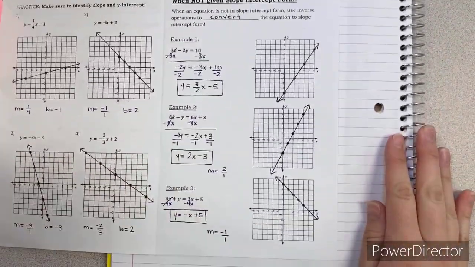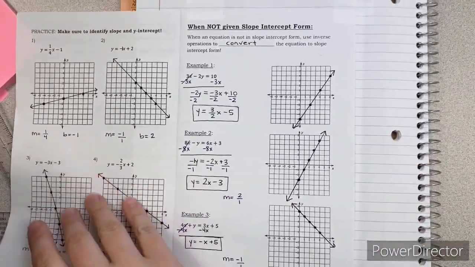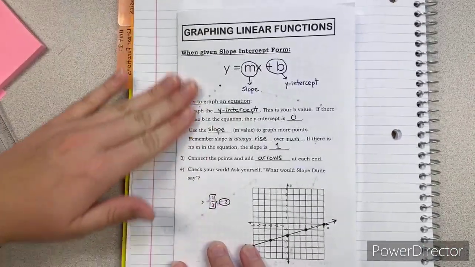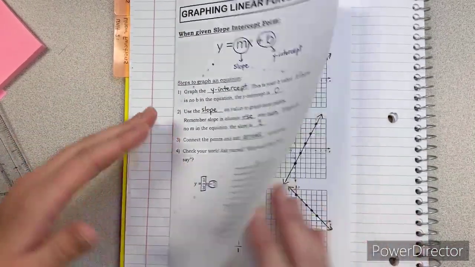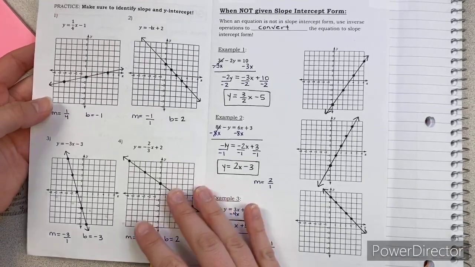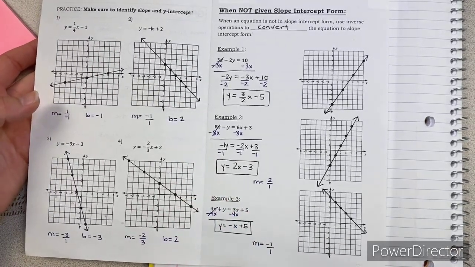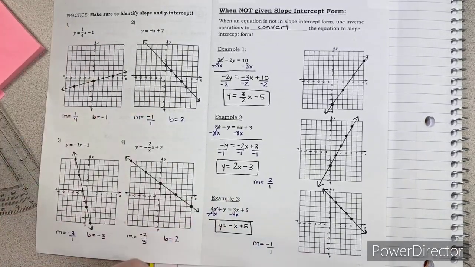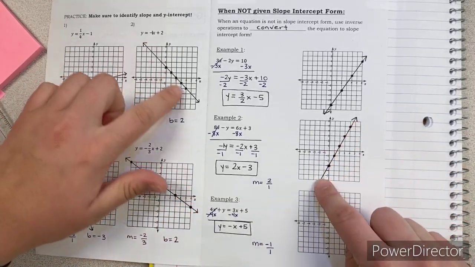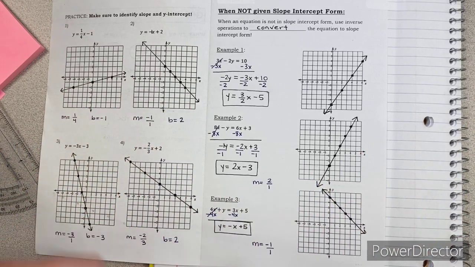So just as a little recap for this one, we talked about slope last class. And then this one, we only focused on graphing. So we took slope-intercept form, the y equals mx plus b, graphed our y-intercept, and then used slope to come up with more points. Then we drew lines and added arrows to actually finish the graph, okay?